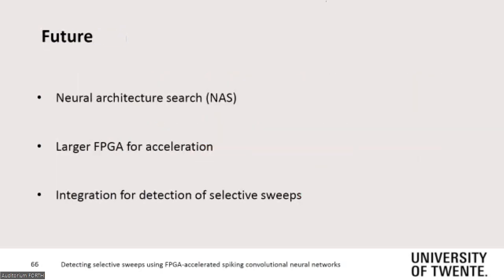For the future, what we can do is a NAS, neural architecture search, to improve our SCN architectures. So far, we just use a cheap board with limited resources, so we are going to use a larger FPGA for acceleration. And we could also integrate our SCNs with detecting tools for the detection of selective sweeps.